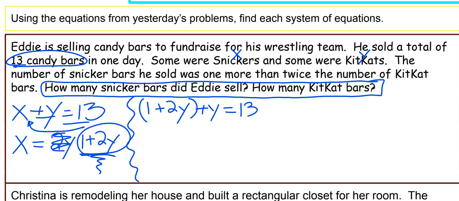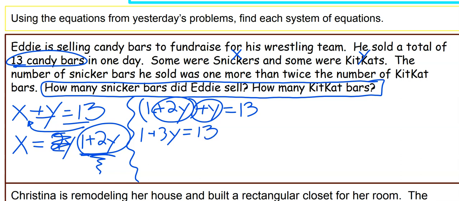Once I did that, I now have an equation in one variable, which means just one letter is involved. So let's combine like terms. The positive 1 comes down, it doesn't combine with anything. But I have positive 2Y plus another Y. How many Y's do I have now? 3 Y's. So I have positive 3Y, and that equals 13.